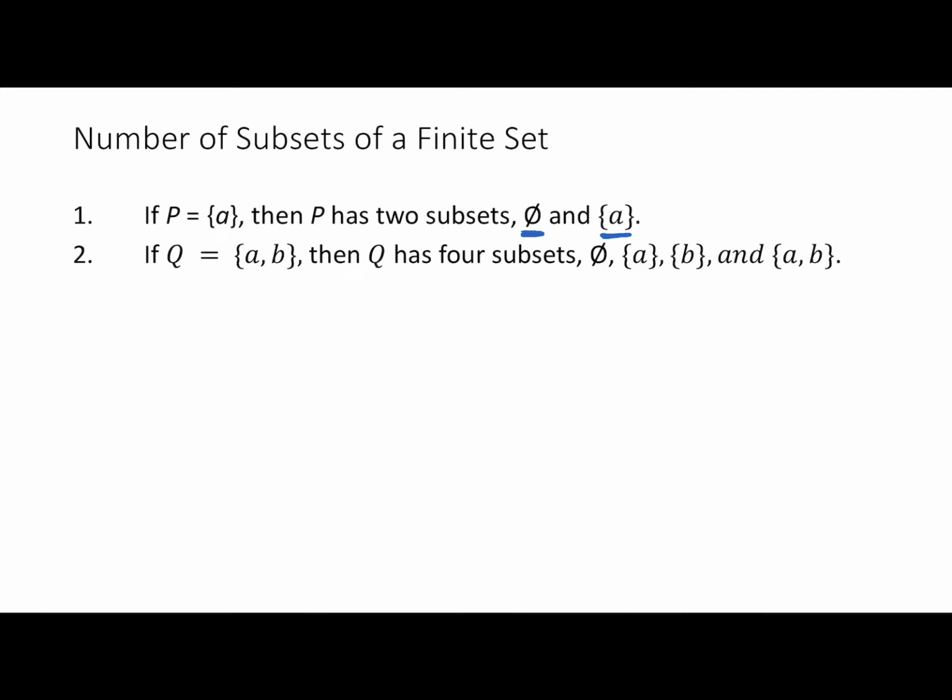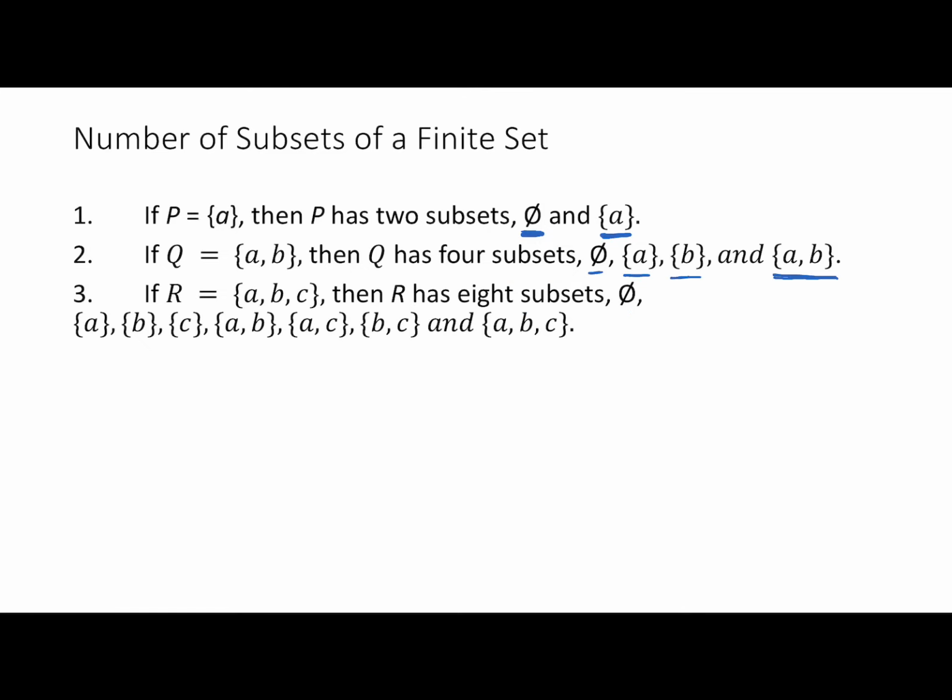All right, let's amp it up a little bit. If I have 2 elements, A and B, then what subsets does Q have? Well, we still get the empty set and itself for free, but now we also get 1-element subsets, so the set containing A and the set containing B. And so I have a total of 4 subsets.